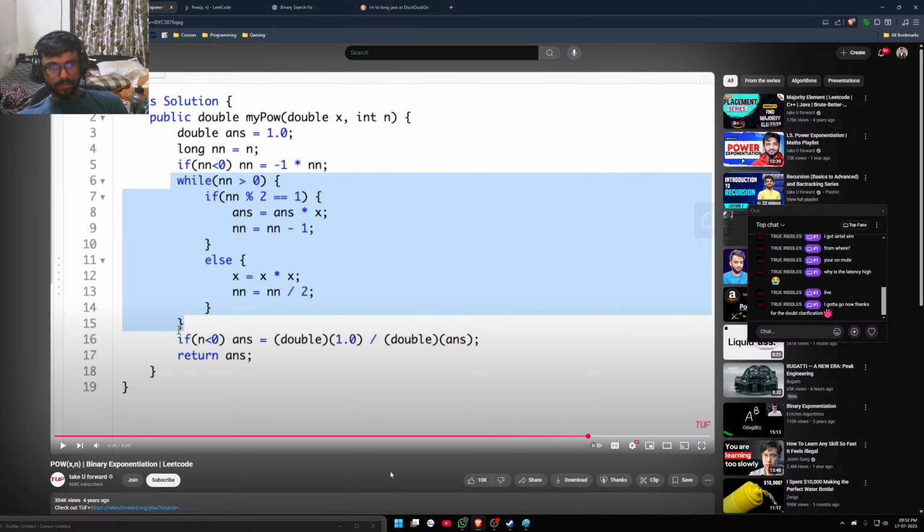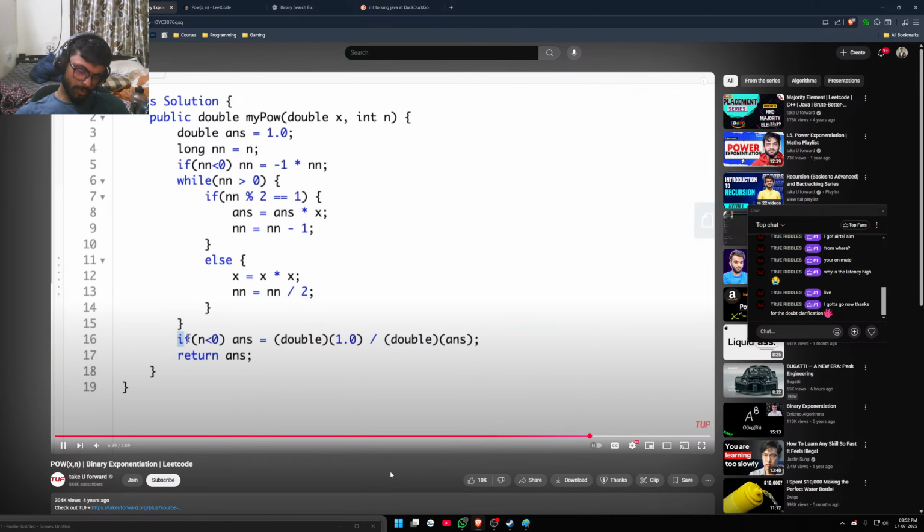So we take one of the power from the exponential value. We take that and we multiply it once. So now we have an even nn. So if it's even, we do x into x into x. X is equal to x into x, which is x is into x. X into x.